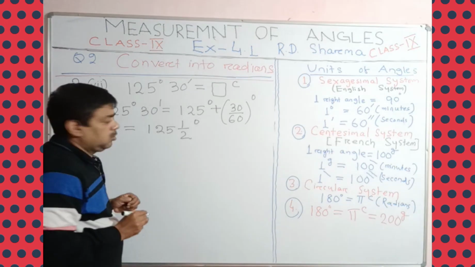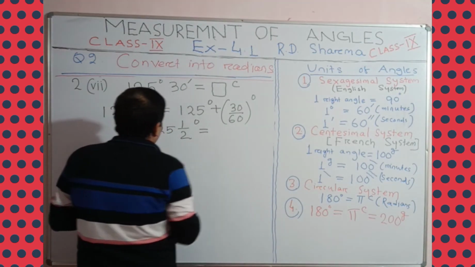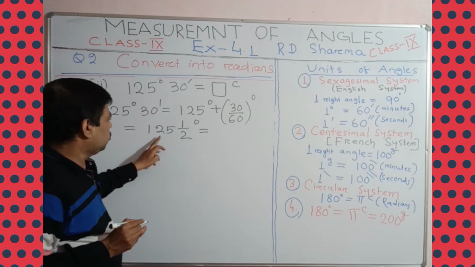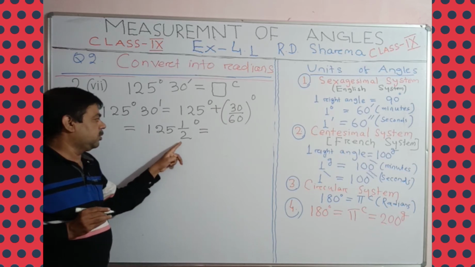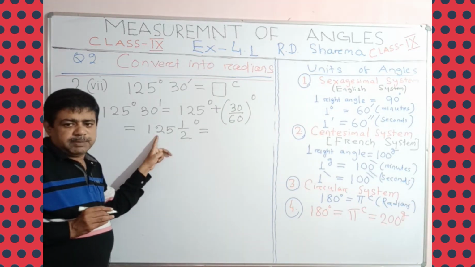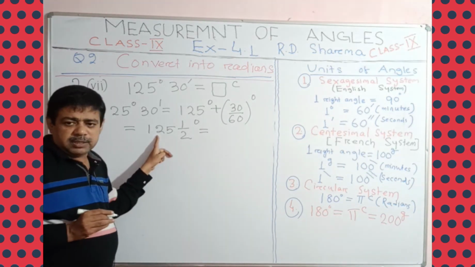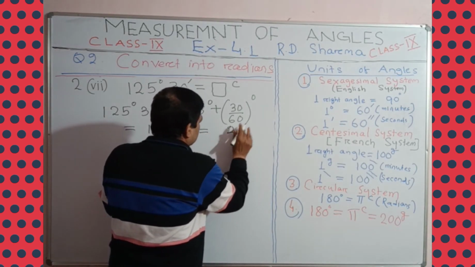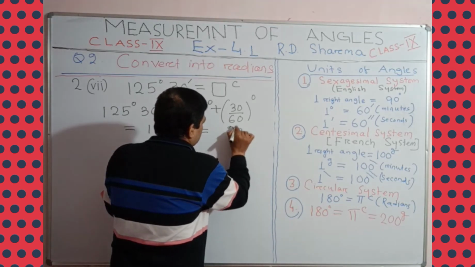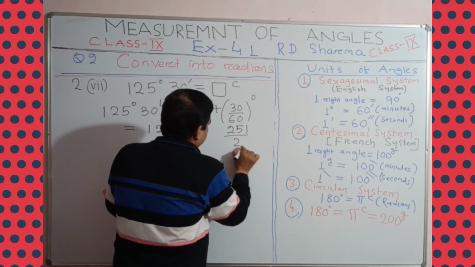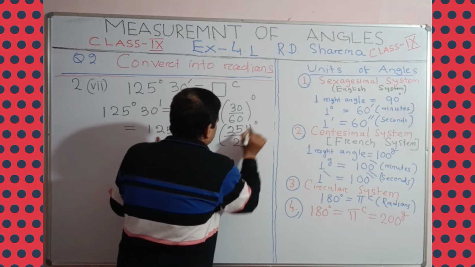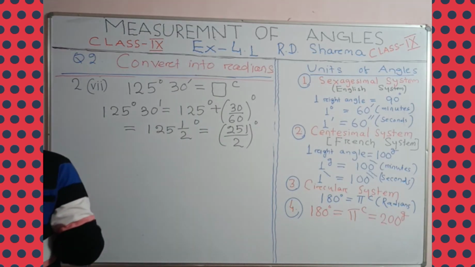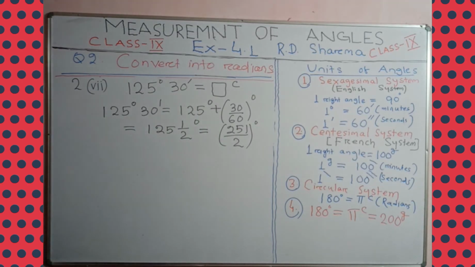Yes or no? And that is equal to 125 into 2, how much? 250. Yes. 250 plus 1, 251 upon 2 degree. Right? Yes.